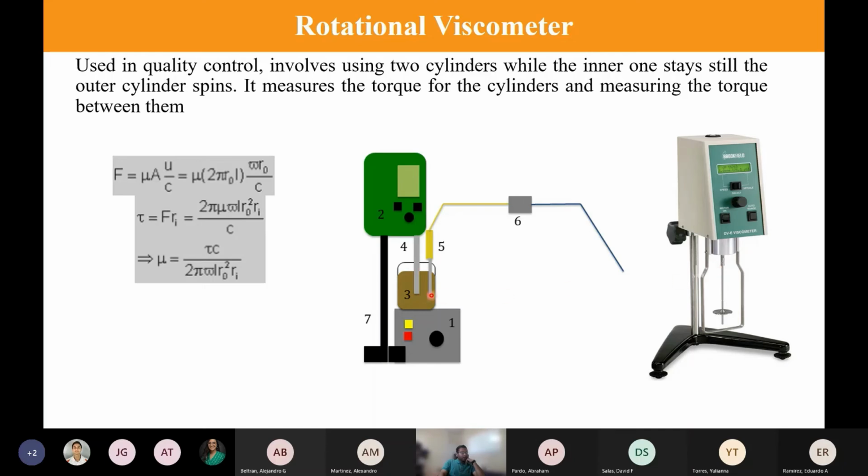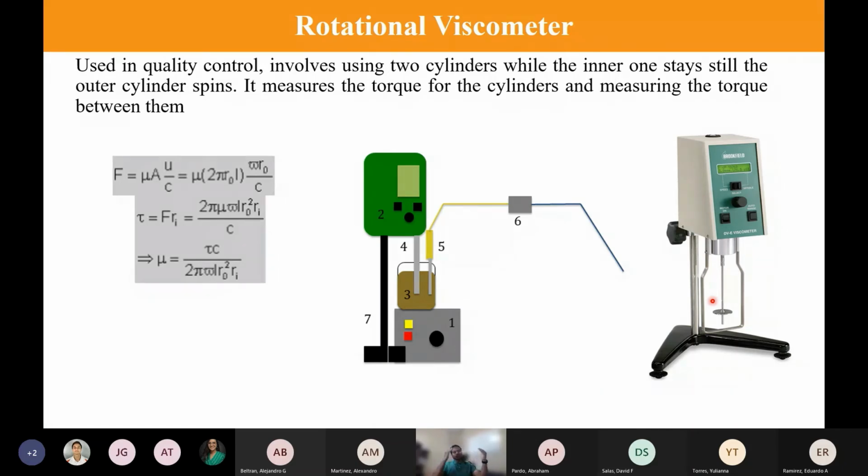And you put a beaker of liquid in here. So that cylinder is submerged into that liquid. And then this cylinder rotates. This cylinder stays still. So like the first example that I was giving, where the liquid is stuck between a steel plate and a moving plate, it kind of imitates a condition like that. So there is a torque developed between the steel plate and the moving plate. The moving plate will try to move the liquid, and the steel plate will keep it still.